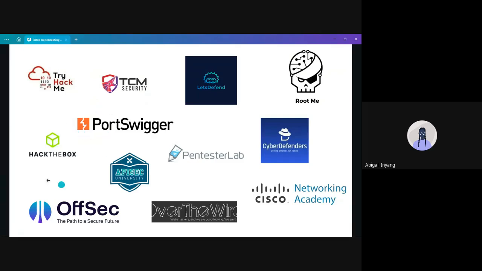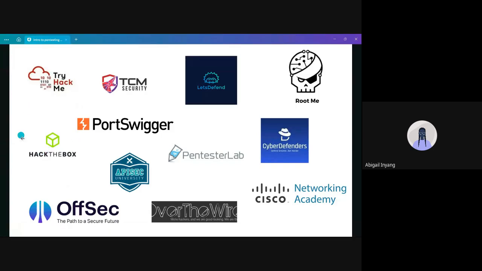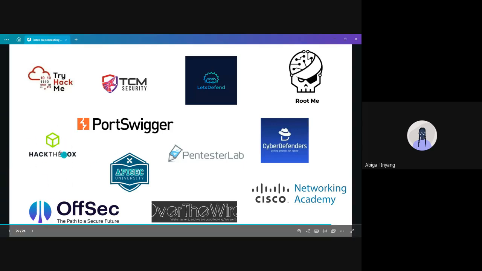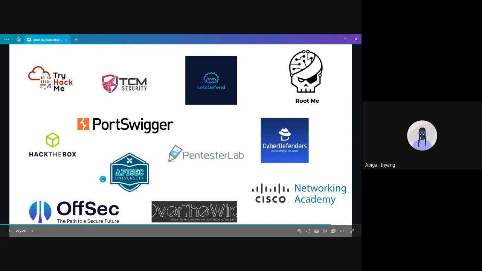Hack the Box is a more advanced platform compared to Try Hack Me. Hack the Box has different environments, different applications that you can play with to build your pen testing skills. After you've gained the basic foundations in penetration testing, you now come to Hack the Box and use it to build your skill.